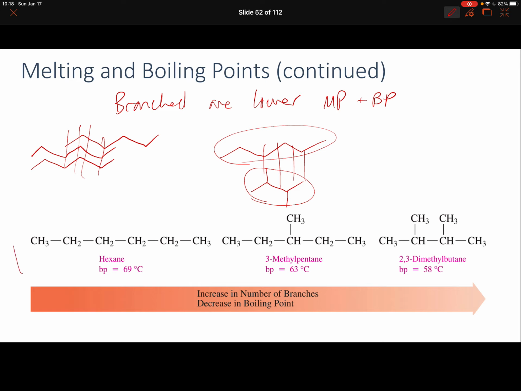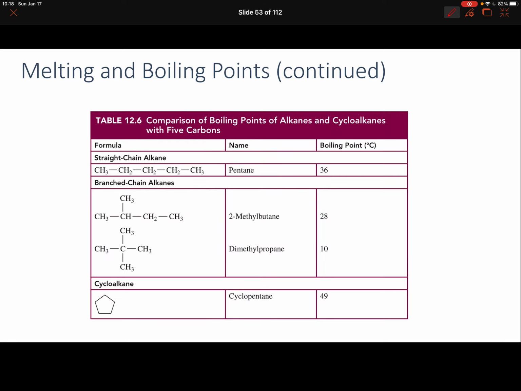So here, all three of these compounds have 6 carbons in them. You can see the straight chain is 69. Add a branch, now it's 63. Add 2 branches, now it's down to 58. So that's how the physical property changes with the branching.